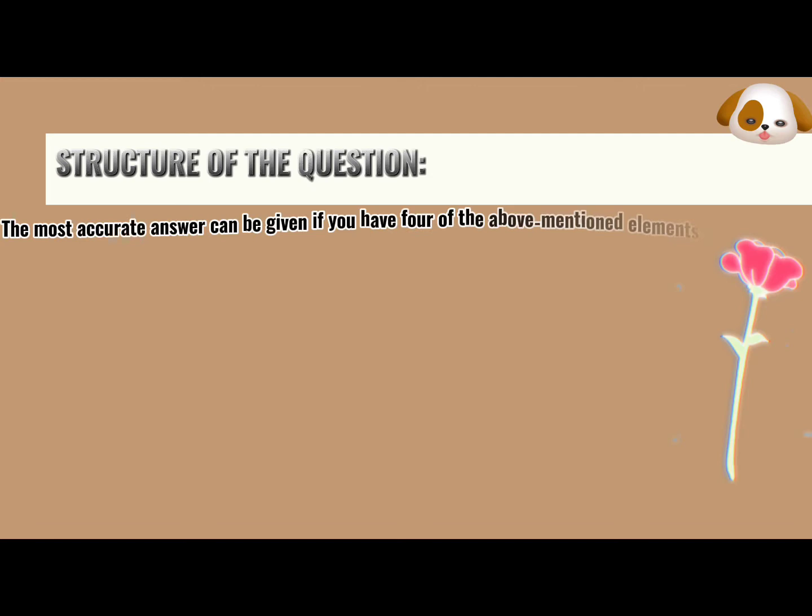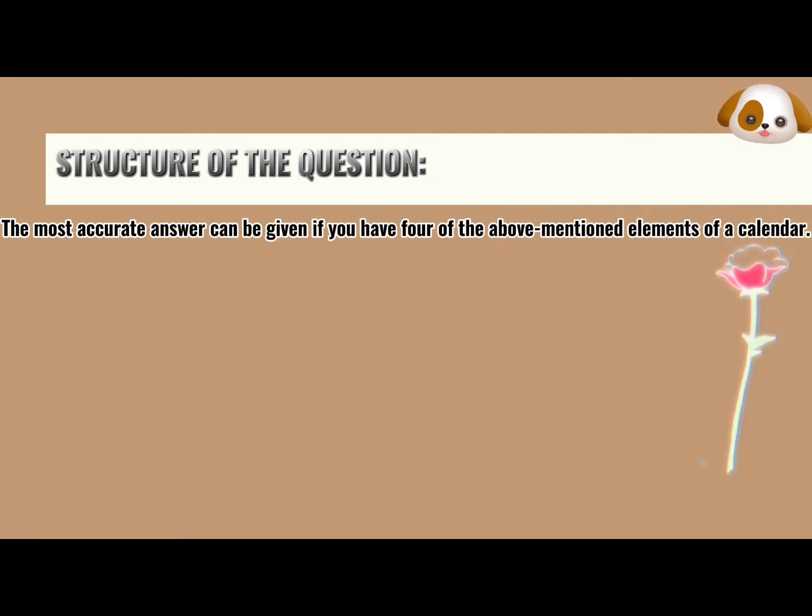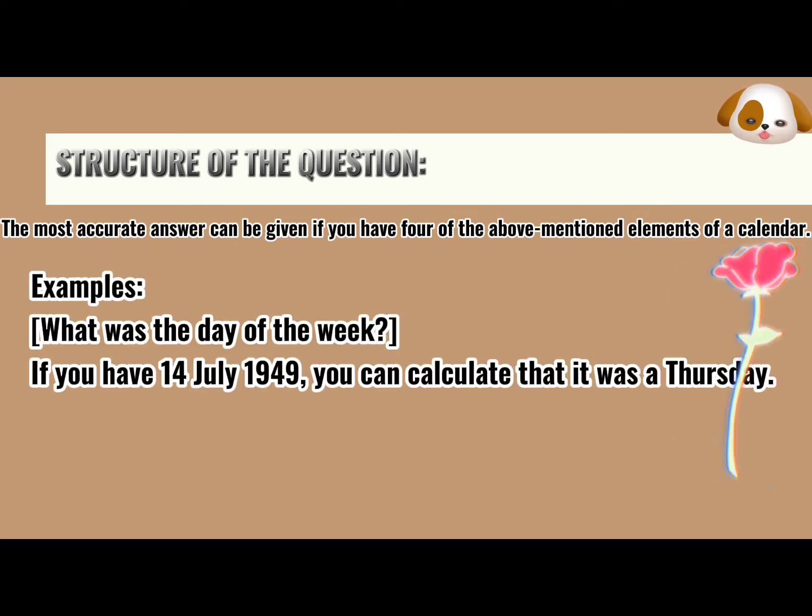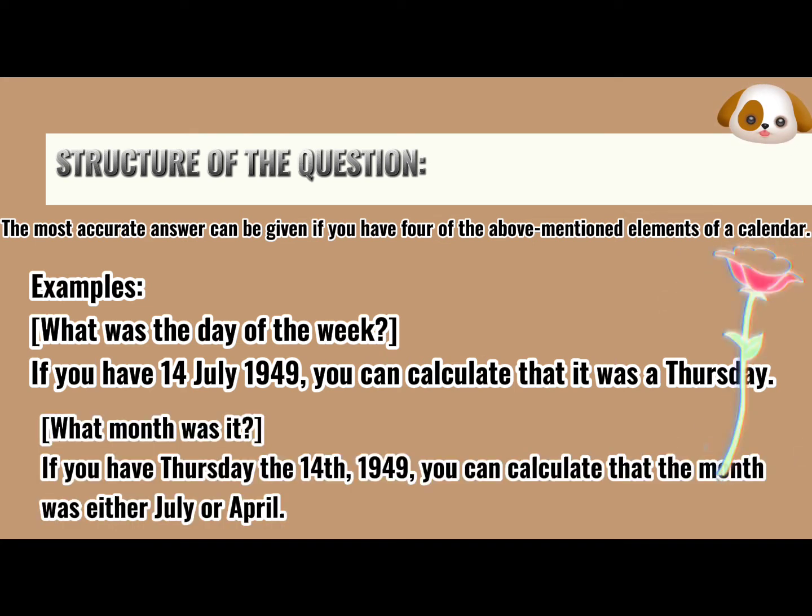Structure of the question. The most accurate answer can be given if you have 4 of the above mentioned elements of a calendar. Examples. What was the day of the week? If you have July 14, 1949, you can calculate that it was a Thursday. What month was it? If you have Thursday the 14th, 1949, you can calculate that the month was either July or April. The answer most likely to be required is the first example. This is also the simplest calculation.